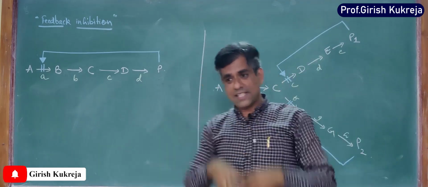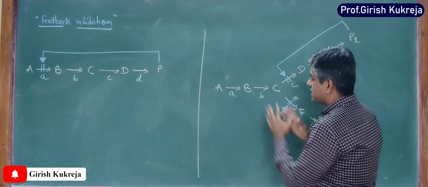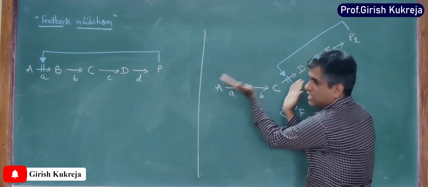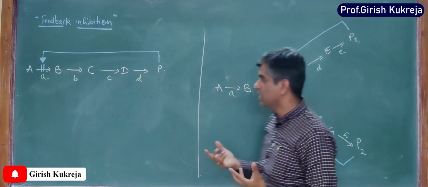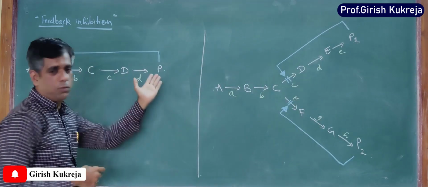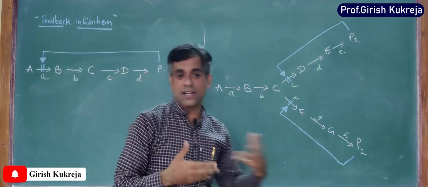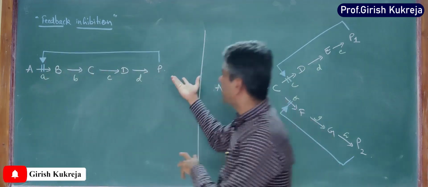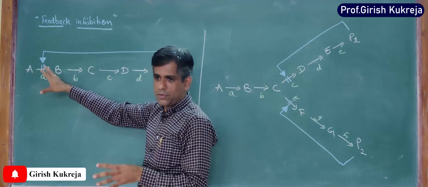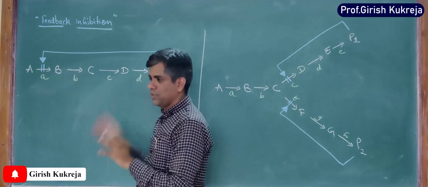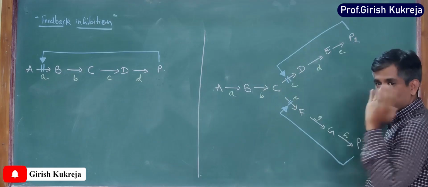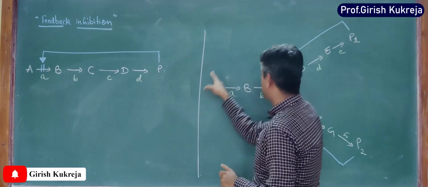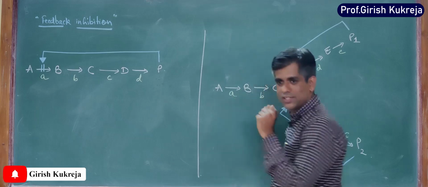How exactly would we control this particular reaction sequence in a branched pathway? As I told, feedback inhibition in a simple unbranched pathway is easy to understand and control. You had excess of P, you stopped the pathway. You have less of P, you start the pathway. Simple, right? But here the things become complicated. Now the question is, how am I going to control this particular reaction sequence?